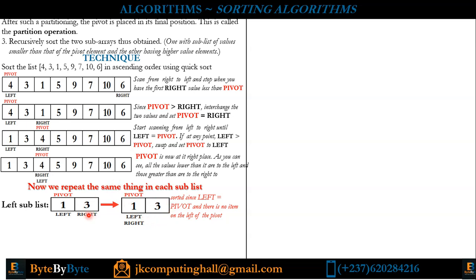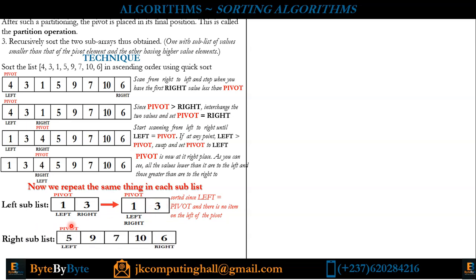Understand, we scan from high to left. When you compare 3 and 1, 3 is greater, so high comes here. And now since high and pivot are the same, I start now from the left. When you compare 1 and the pivot, first of all, there is nothing to compare since left and pivot are already equal, and there is no value to the left of the pivot again. So this is already sorted.